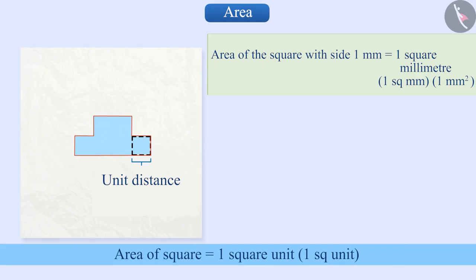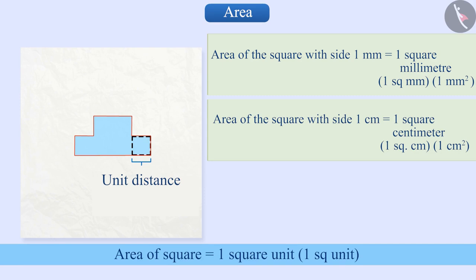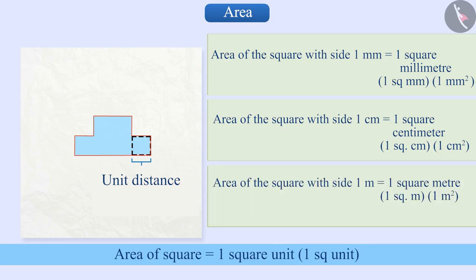For example, the area of a square with side 1 millimeter is 1 square millimeter. We represent it briefly as 1 millimeter square. Similarly, the area of a square with side 1 centimeter can be written as 1 square centimeter, that is, 1 centimeter square. And the area of a square with side 1 meter can be written as 1 square meter, that is, 1 meter square.